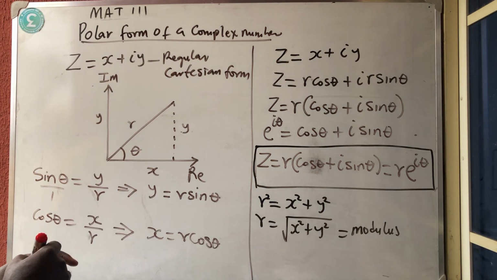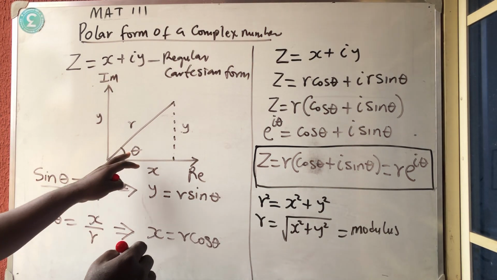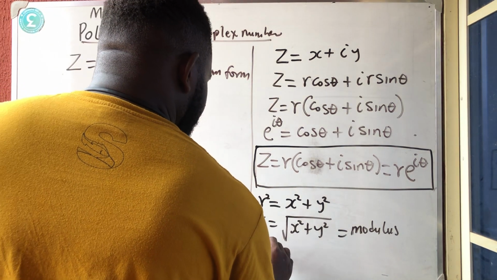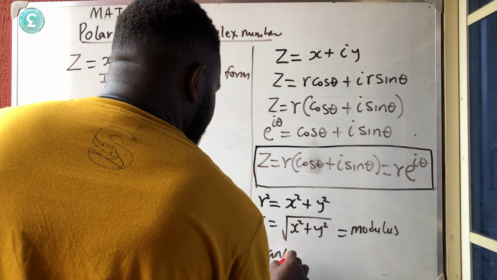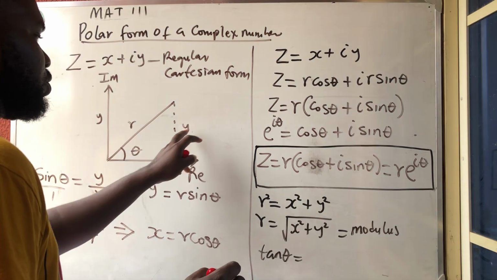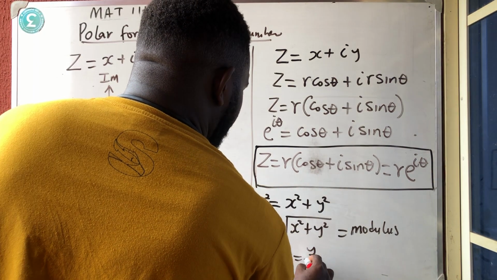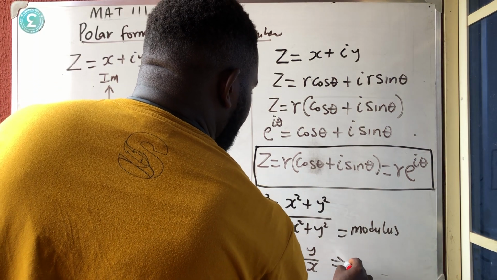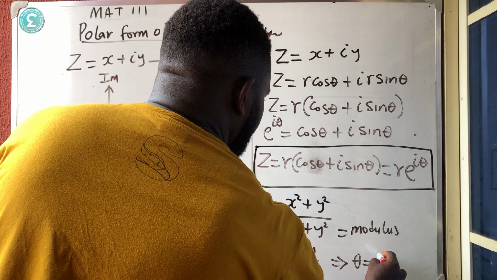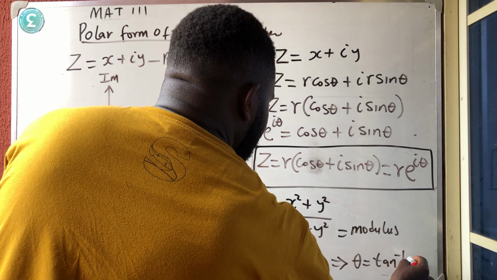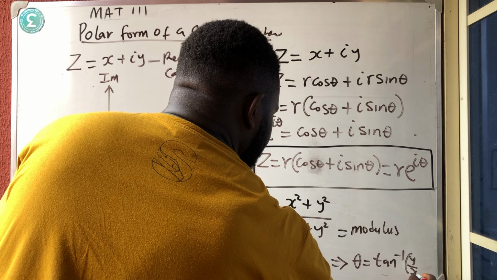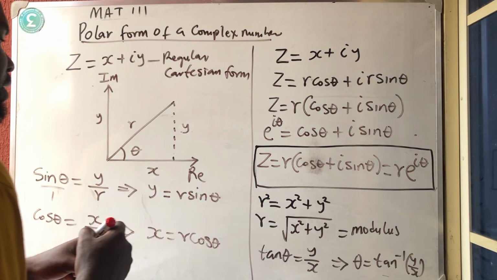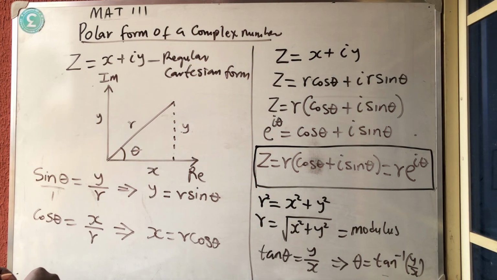So the next thing is, what is my theta? Tan theta is opposite over adjacent, which is y over x. So to find theta, theta is equal to the tan inverse of y over x. And we call this theta the argument.